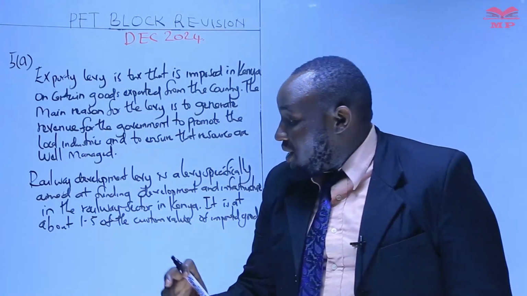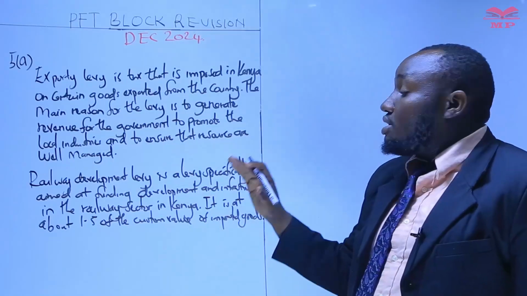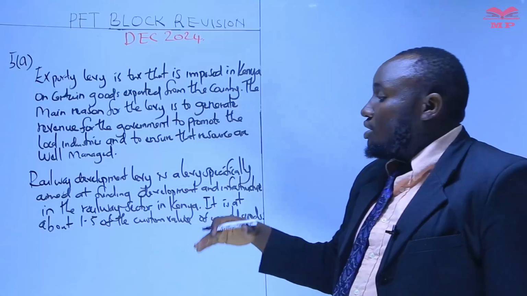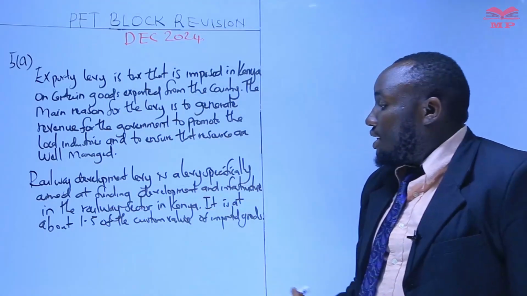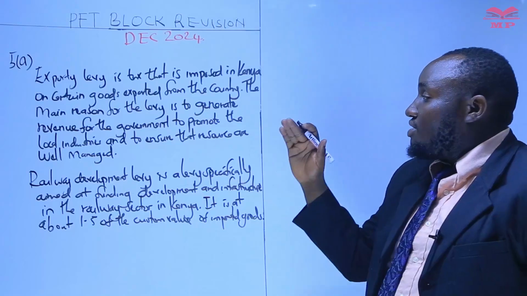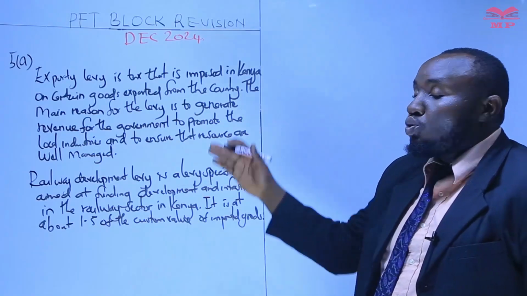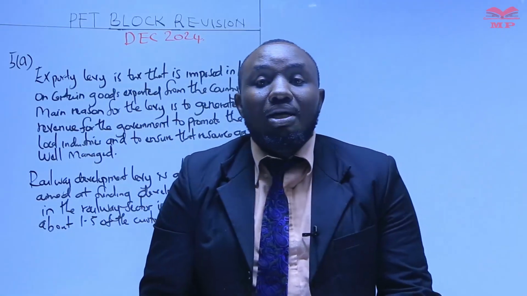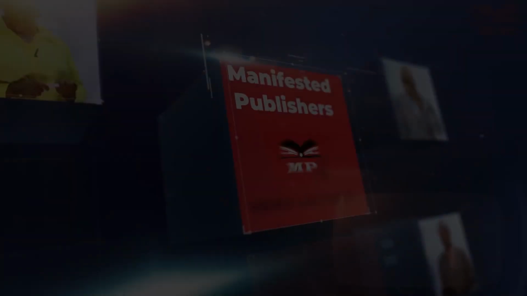But the essence of it, and the main part of it, is to understand that this is specifically aimed at funding development and infrastructure in the railway sector. That is what we mean by railway development levy, and the export levy we have already tackled. That is how we go through question 5A.